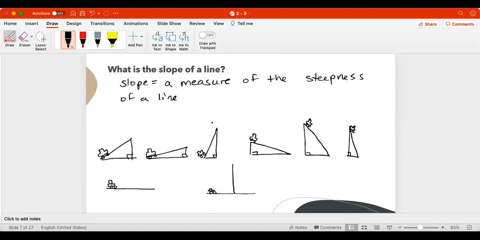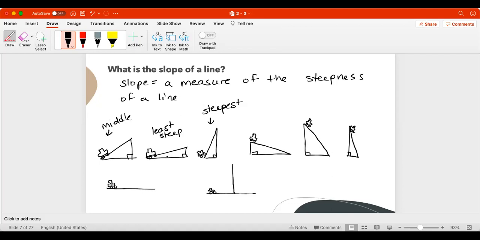Okay, so this one is the steepest, right? Think about your car. You'd really have to force that car to go up that hill. This one is in the middle. And this one is the least steep. It's just a little incline.